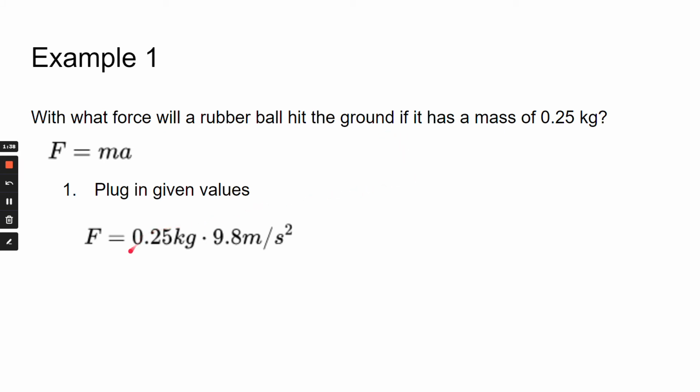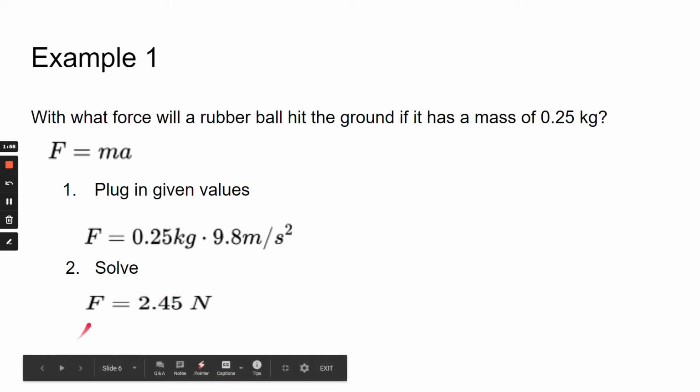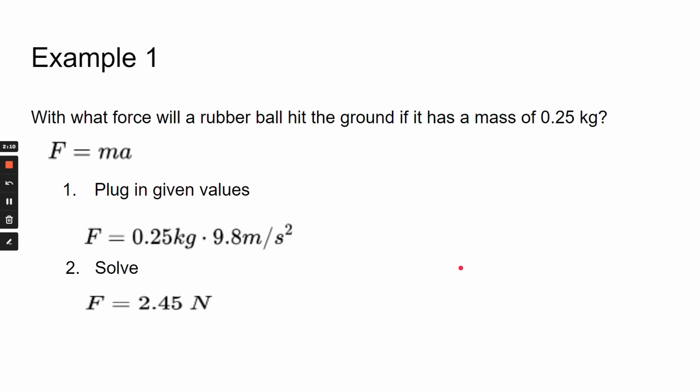So we plugged in our given values, 0.25 kilograms times 9.8 meters per second squared. The next step is to just solve it. It's just simple multiplication. So if you plug in on a calculator 0.25 times 9.8, you get 2.45. So our answer is the force is 2.45, and then capital N for newtons. Okay, we have 2.45 newtons. So with what force will a rubber ball hit the ground if it has a mass of 0.25 kilograms? And that's 2.45 newtons.